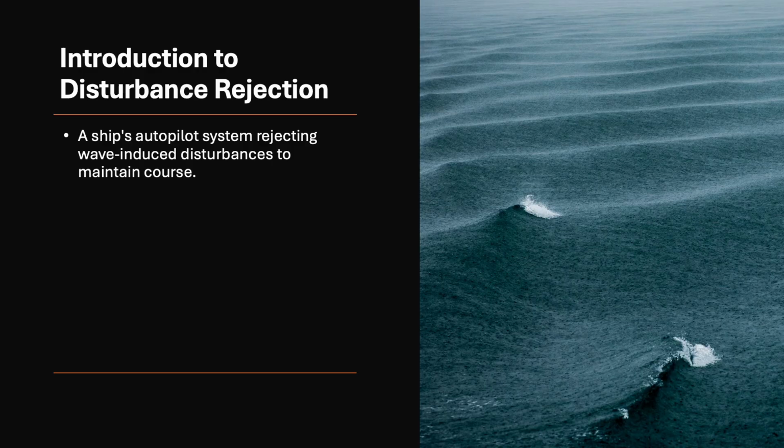Introduction to disturbance rejection. Let's look into this with one example in more depth. A ship's autopilot system is designed to reject wave-induced disturbances and maintain a steady course, ensuring safe and efficient navigation. The system utilizes advanced control algorithms and sensors to continuously monitor the ship's heading and environmental conditions. When waves exert forces on the ship's hull, causing deviations from the desired course, the autopilot system detects these disturbances through gyroscopes and other navigational instruments.